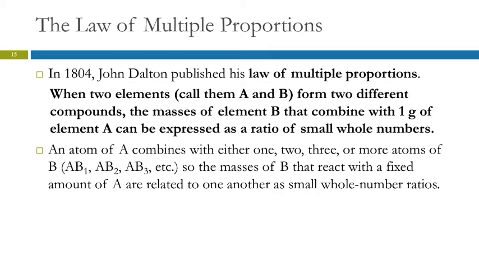So what does that mean? It actually takes a lot of words to explain what that means. So an atom of A, let's just look at 1 atom of A. It can combine with 1 atom of B. It could combine with 2 or 3 or 4 or 17. But you can't have 1 atom of A combining with 1.5 atoms of B, right?